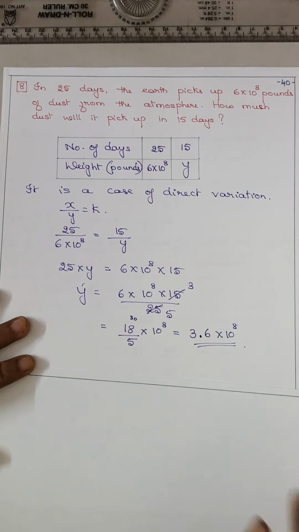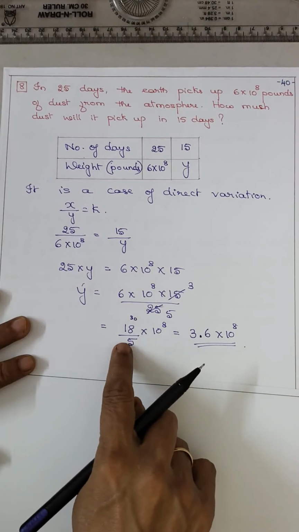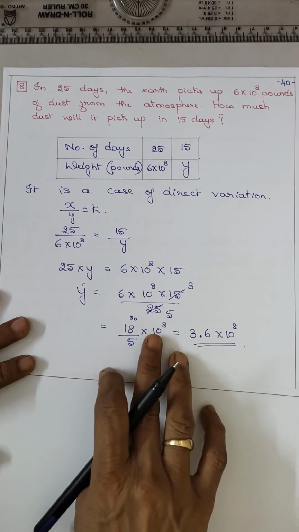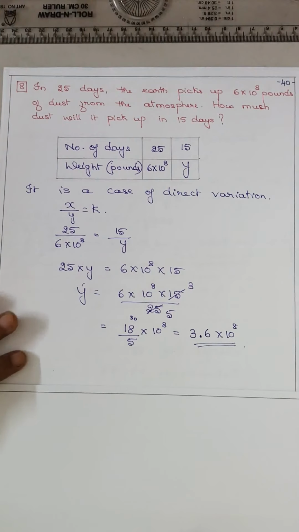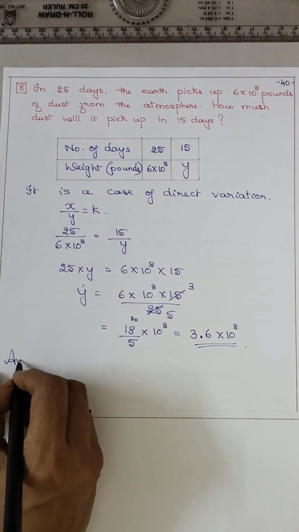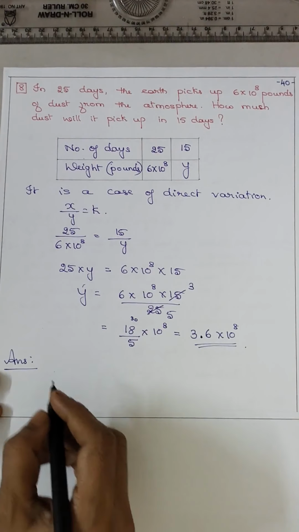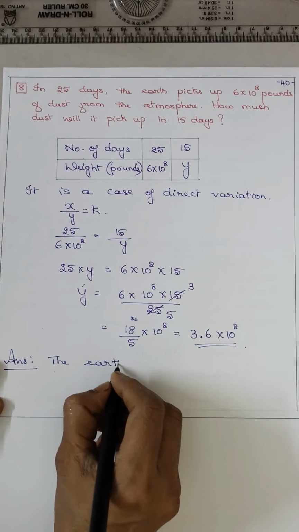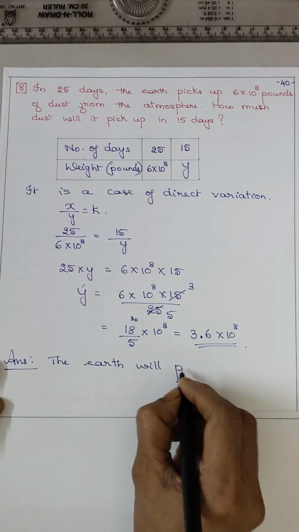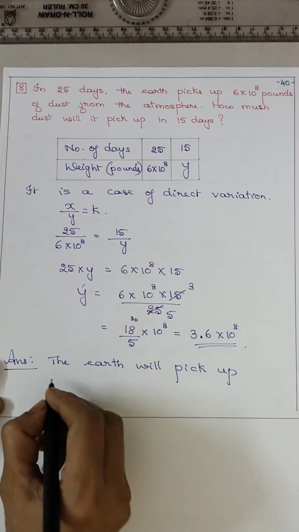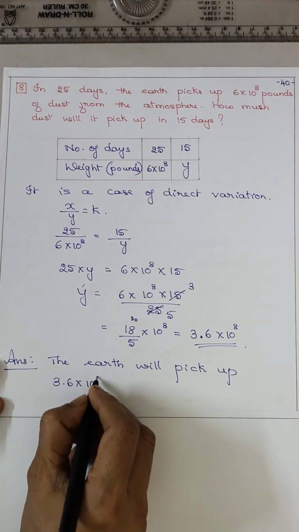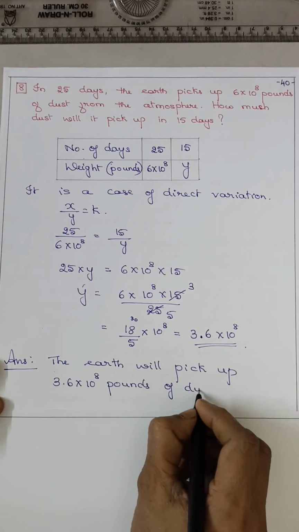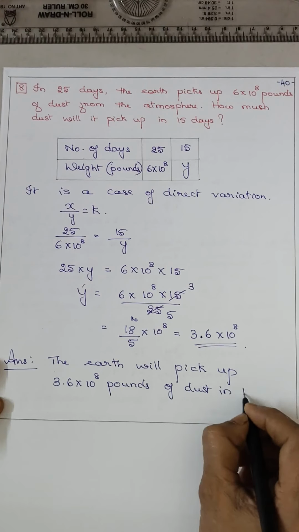Now write 10 to the power 8. Hope you understood. So whatever number you get, if it is a whole number, alright. Otherwise, put it in the decimal and 10 to the power 8 write as it is. Now answer. The earth will pick up 3.6 into 10 to the power 8 pounds of dust in 15 days.